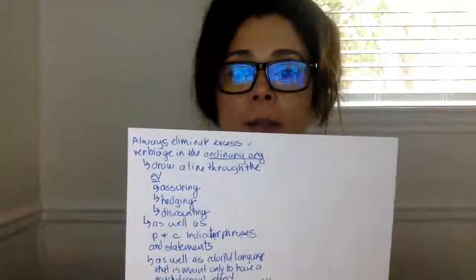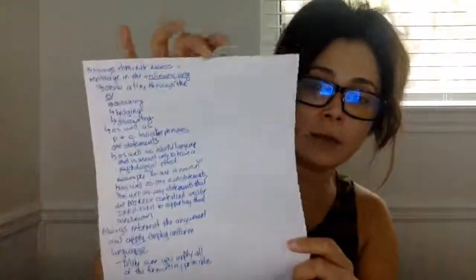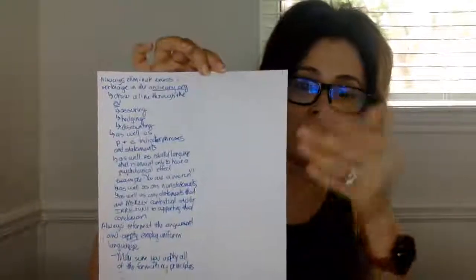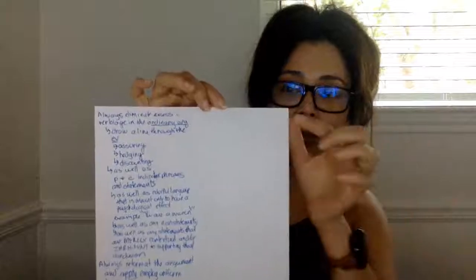It starts with the part of your notes that says always eliminate excess verbiage in ordinary arguments. I don't want all of your notes, just submit the page of notes that begins here. If you have some other notes on the same page, that's fine. I really just need to see at least this part all the way to the end. So I could have your notes on always eliminating verbiage, so there's a lot that we wrote about that, always reformatting the argument, your notes about that.